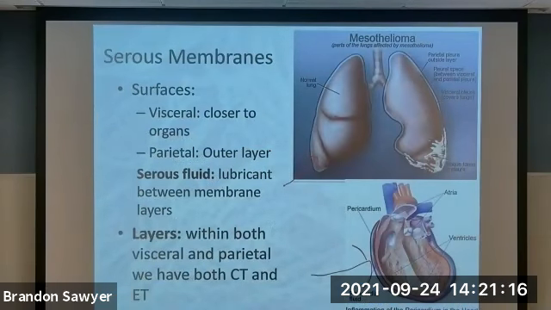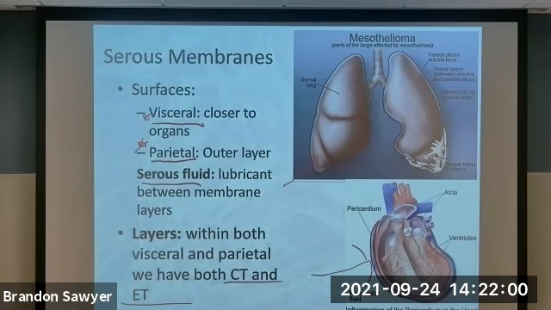So the idea with serous membranes is there are two separate layers. There's an outer layer, called the parietal layer, and an inner layer, the one closer to the organ, called the visceral layer. In between those two layers is fluid, called serous fluid. It's a lubricating fluid that helps the movement of those organs that are constantly moving so much. Within both the visceral and the parietal layers, we have both connective tissue and epithelial tissue. Some of those epithelial cells create the serous fluid to make sure it stays nice and moist between those two layers of the membrane.